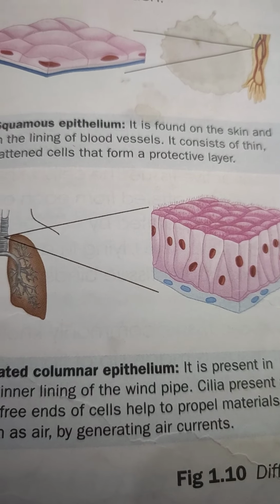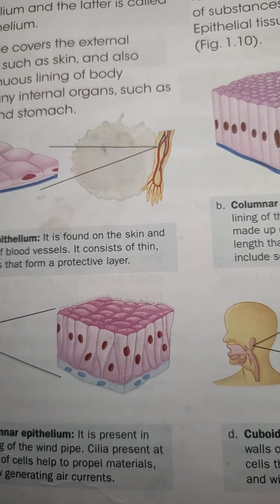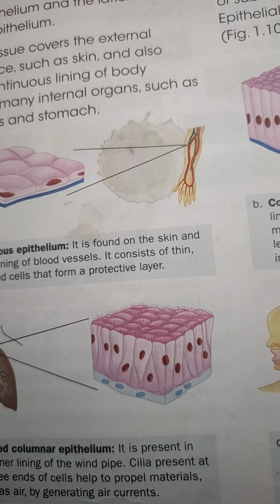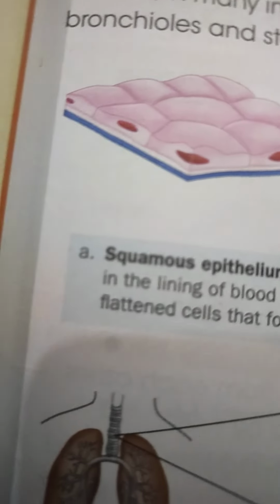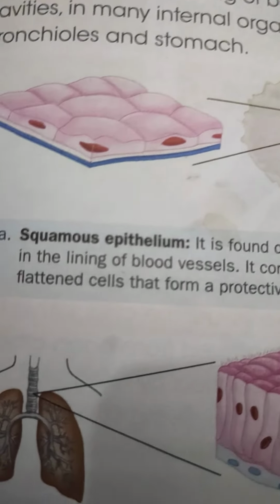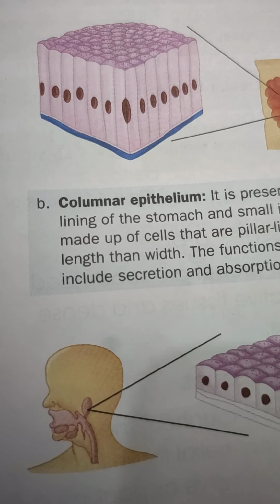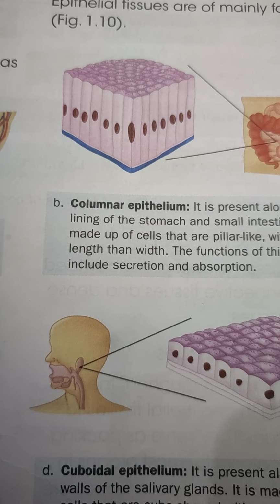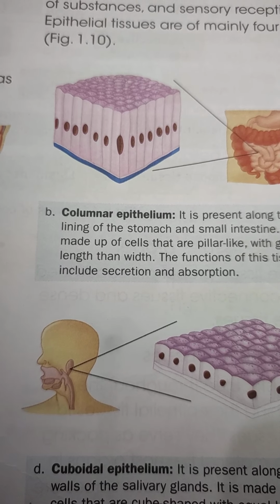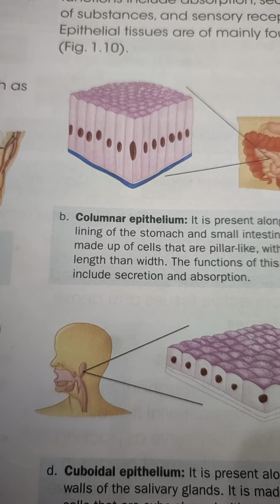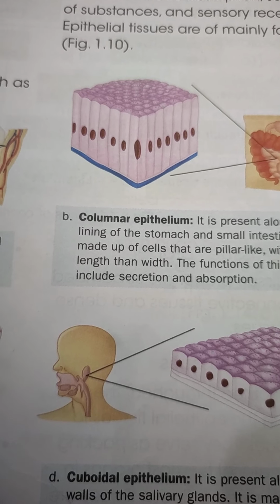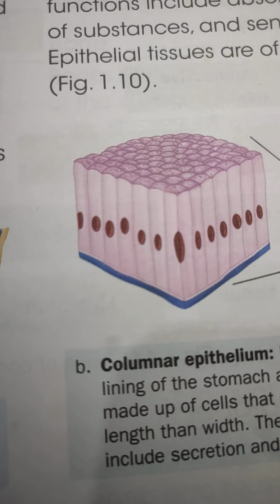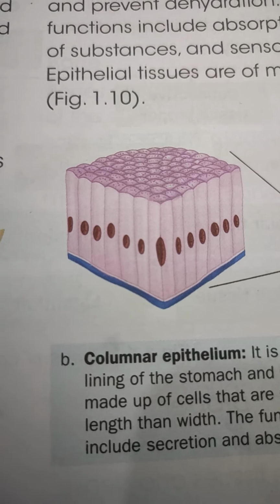It is found on the skin and in the lining of blood vessels. It consists of thin flattened cells that form a protective layer, as I showed you in this picture. Another category is columnar epithelium. Columnar means pillar-like. It is formed of tall pillar-like or brick-like cylindrical cells, laying side by side, as you see here in this picture.